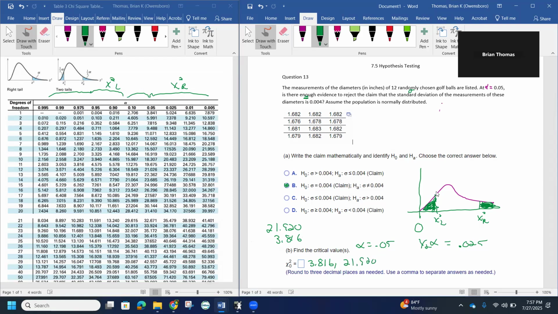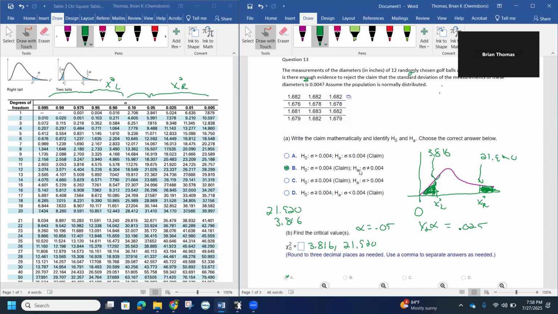21.920. If we look at our graph, again, this is just roughed out. Remember, zero is here, so 3.816 is going to be over here, and over here is going to be 21.920. If we're right of 21.920, and if we're left of 3.816, we're in the rejection region. So we'll reject the null hypothesis, which also is the claim.